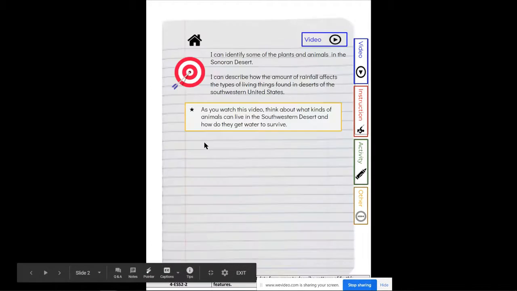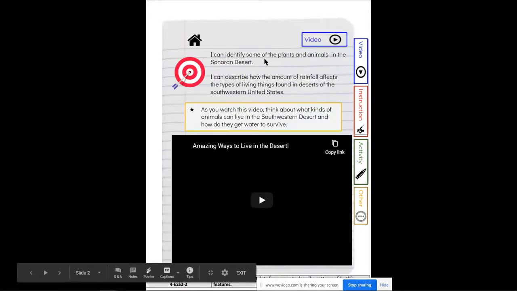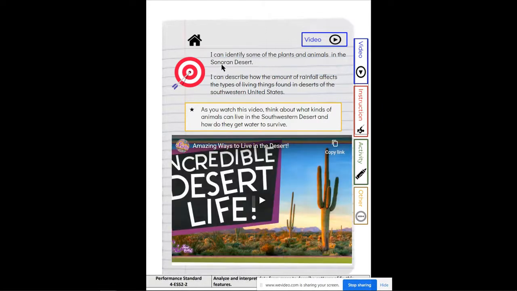In this lesson, your goal is that you can identify some of the plants and animals in the Sonoran Desert, and you can describe how the amount of rainfall affects the types of living things found in deserts of the southwestern United States. Here's a quick little video to give you a bunch of background information about deserts and desert life.